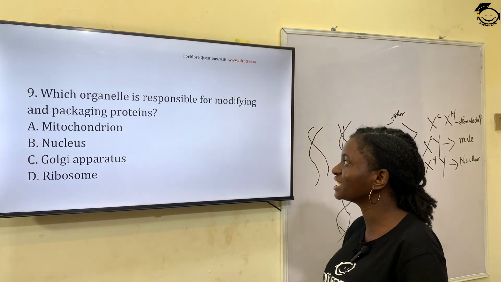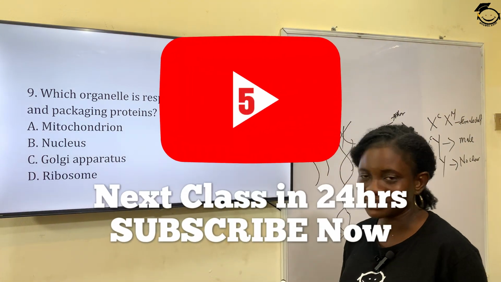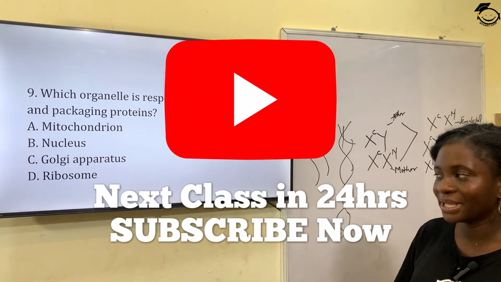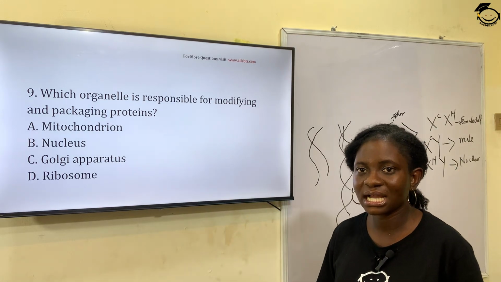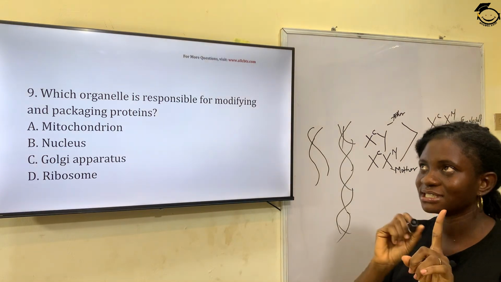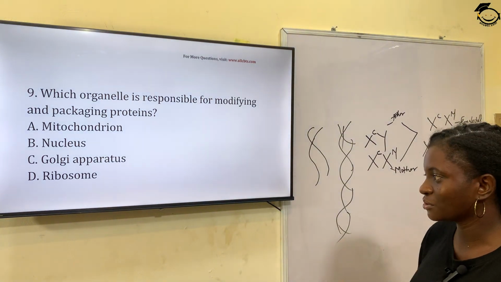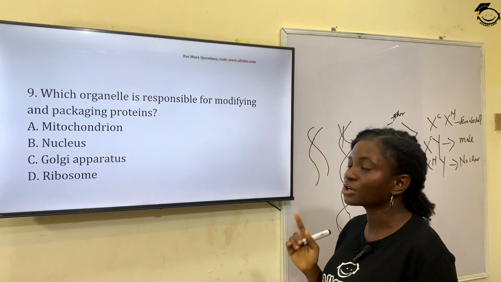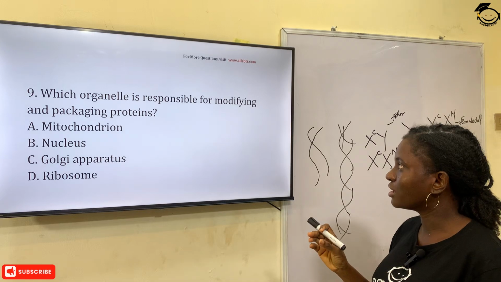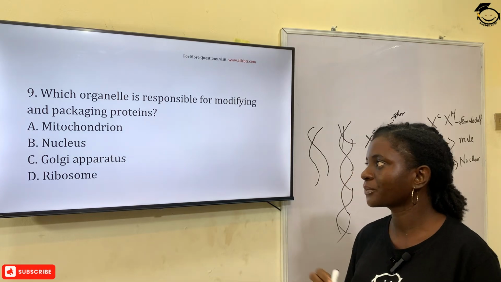Question 9. Which organelle is responsible for modifying and packaging protein? Option A, mitochondrion. You know, mitochondrion is the powerhouse. Option B, nucleus, where genetic material is contained. Option C, Golgi apparatus. If you are familiar with the structure, it looks like a pancake. Option D, ribosome, is involved in protein synthesis. So the correct answer for this question is Golgi apparatus. Golgi apparatus is involved in modifying and packaging proteins.